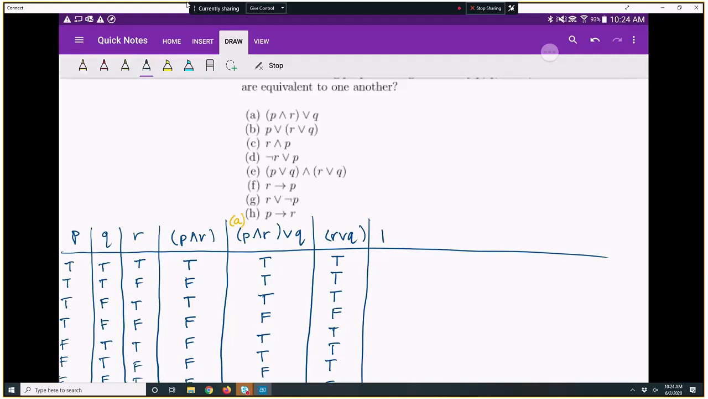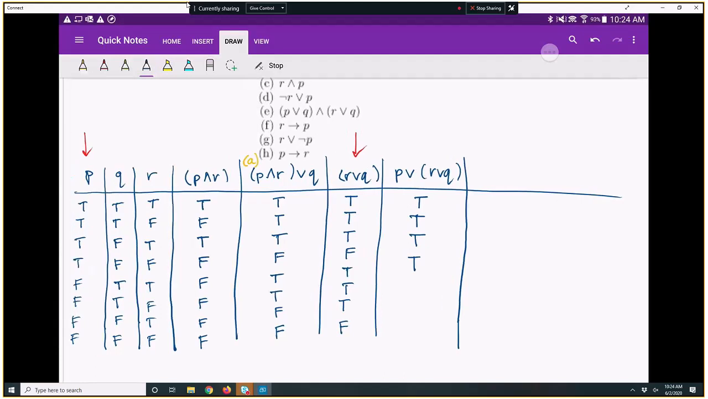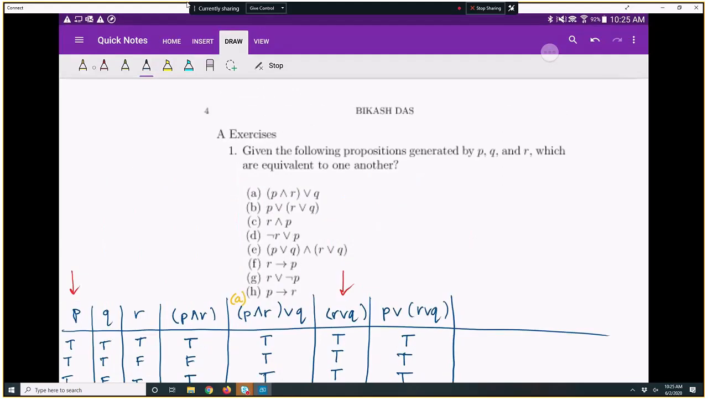And now I'm ready to do P or R or Q. So I'll be looking at P and R or Q. So I have true, true, true, true, and then it looks like I have true, true, true, and false. And that's B.